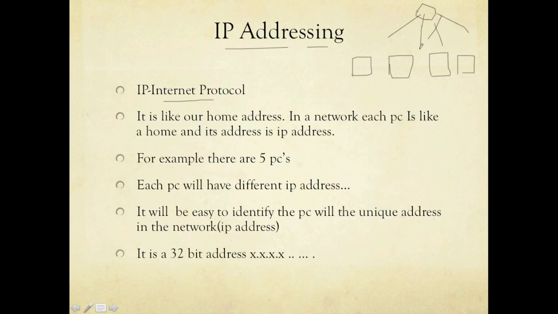In this diagram, you can see that there are four PCs. If the first PC wants to send data to the third PC, it should have a source address and a destination address, which is the IP address. It's like your home address. Each PC within a network will have a unique address. So what is the advantage? It will be easy to identify the PC.